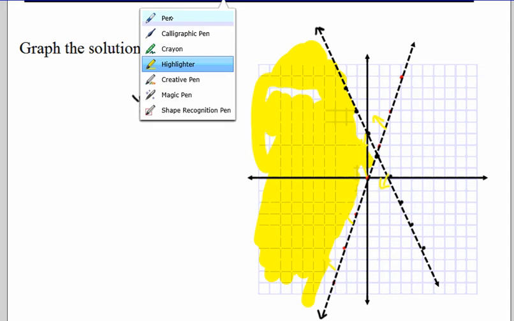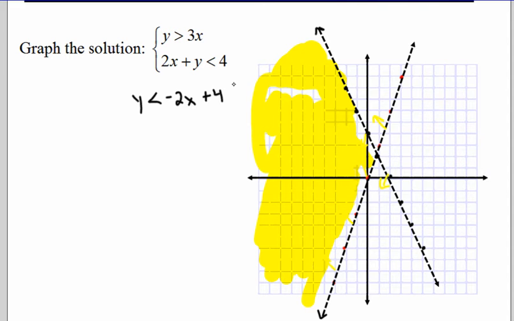Now, when you do these, you're going to want to pick a point in the feasible region, right? That's our area here that I shaded in. I want to pick some point over here. Maybe I'll just randomly come over here to 1, 2, 3. I'll take this point right here. x is -3, y is 3. If I plug that into the original inequality here, is 3 greater than 3 times -3?